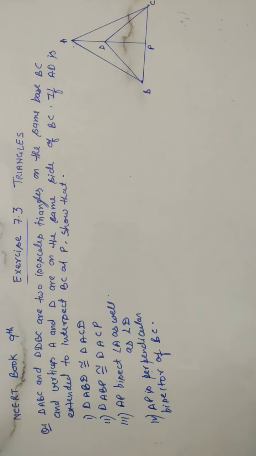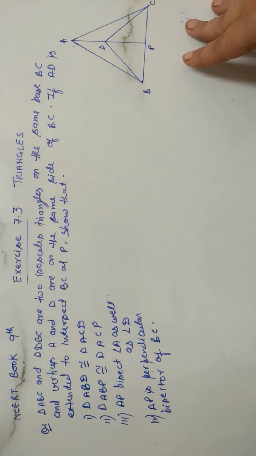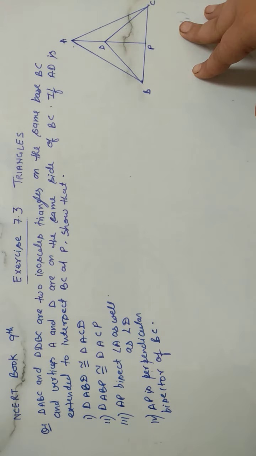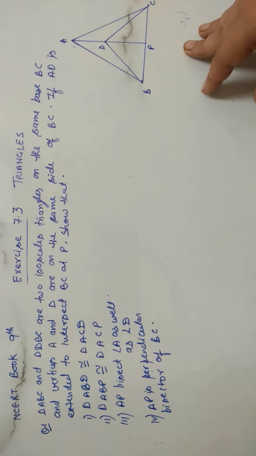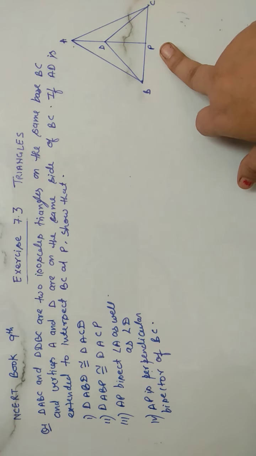Question number one: ABC and DBC are two isosceles triangles on the same base BC. Vertices A and D are on the same side of BC, and AD is extended to intersect BC at P. When we extend AD, it intersects BC at point P.